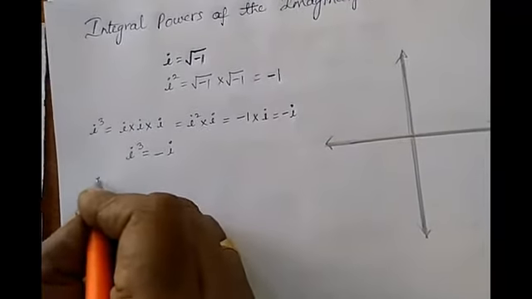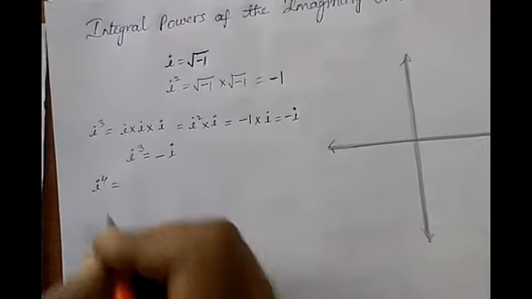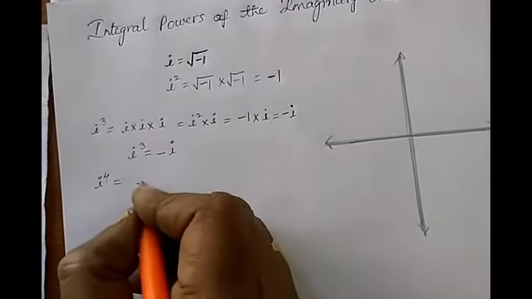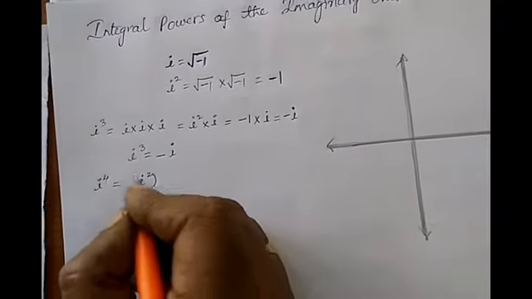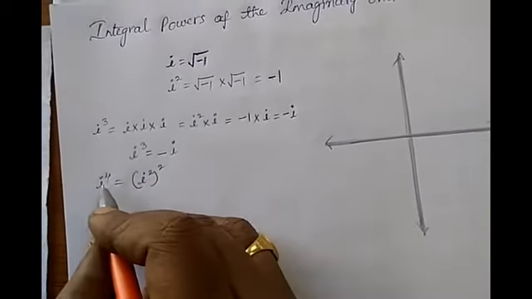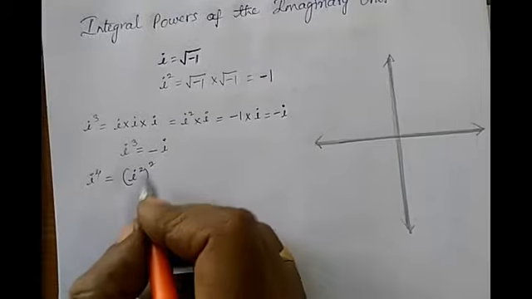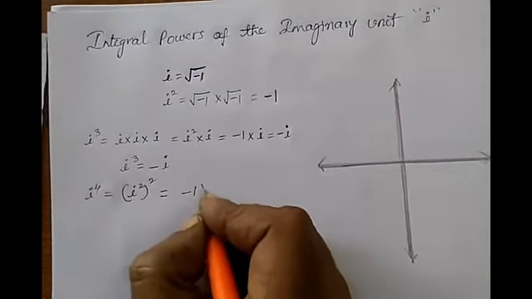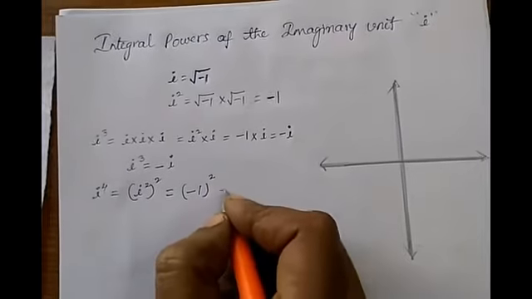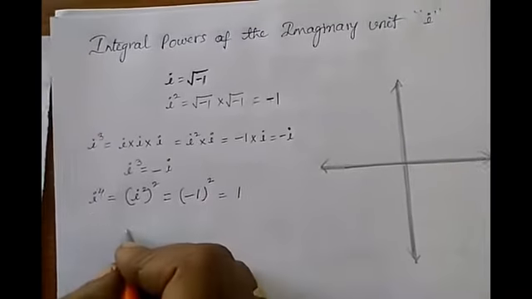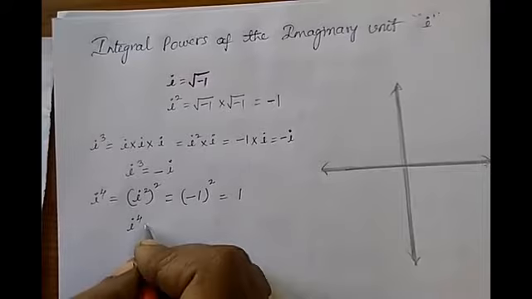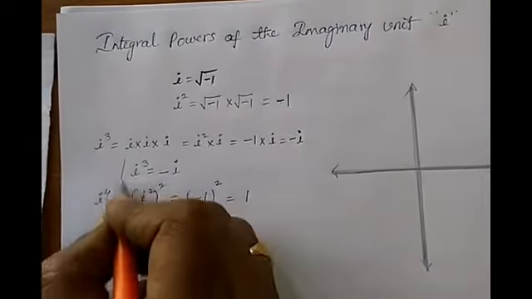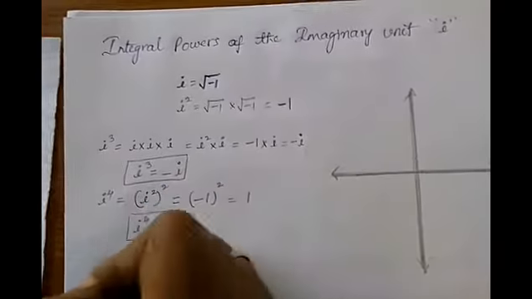For n equal to 4, that means the fourth power of i. i power 4 can be written as i squared whole squared. That is equal to (-1) whole squared, that is equal to +1. So the i power 4 value is +1. The i cubed value is minus i.